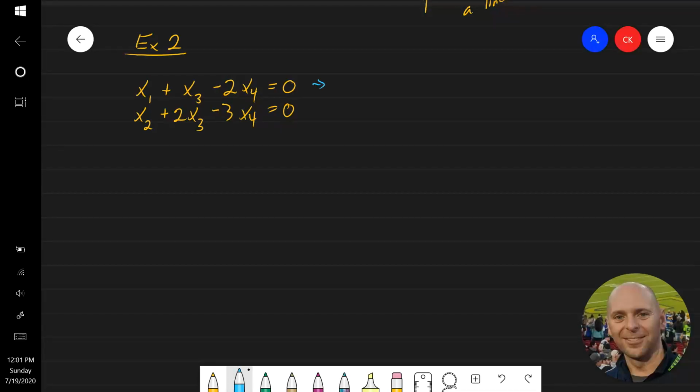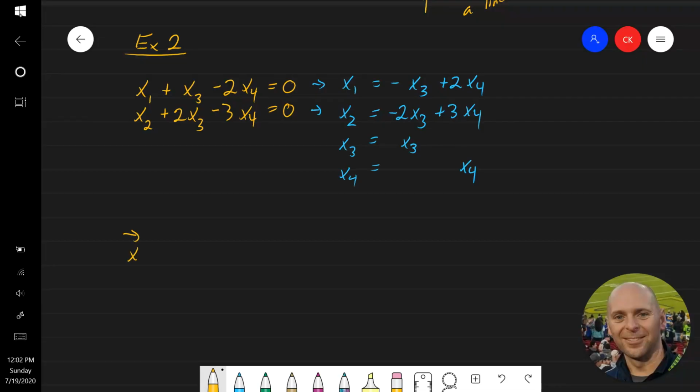In the first row, x1 is equal to minus x3 plus 2x4. For the second row, x2 is equal to minus 2x3 plus 3x4. Although x3 and x4 aren't listed as part of our set, they certainly exist. x3 is independent, and x4 is also independent. So now I've got a description for all the vectors x in our set, and they're coming out of R4.